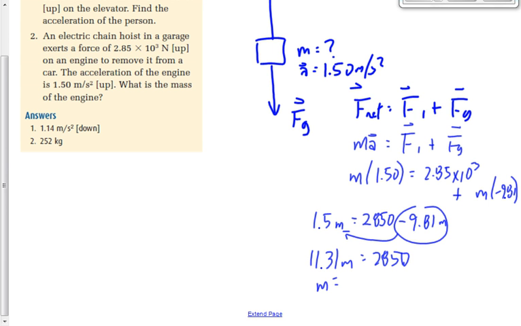2850 divided by 11.31 gives me 252 kilograms. How many people got that? Okay. How many people just hadn't quite had a chance to finish that? They were working on it, but just hadn't quite finished it. Okay.